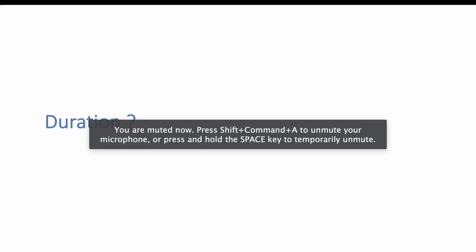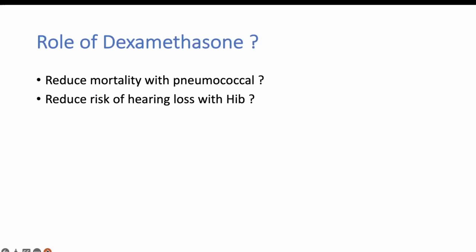But the problem with dexamethasone is that we need to give it with or before the first dose of antibiotic. And when the patient initially presents to you and you collect the CSF, sometimes you need time to grow the organism or to see the organism by gram stain. And for us as pediatricians, the first thing is we need to save the patient. So we need to start antibiotic as soon as possible. There is no time to wait for organism identification. So still the use of dexamethasone in pediatrics is controversial.